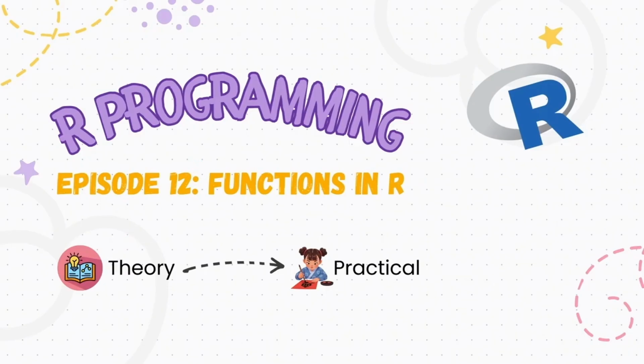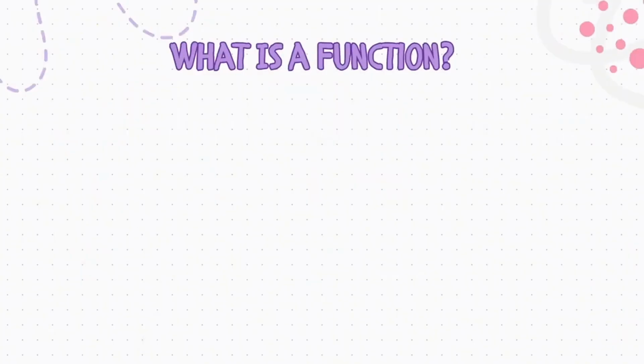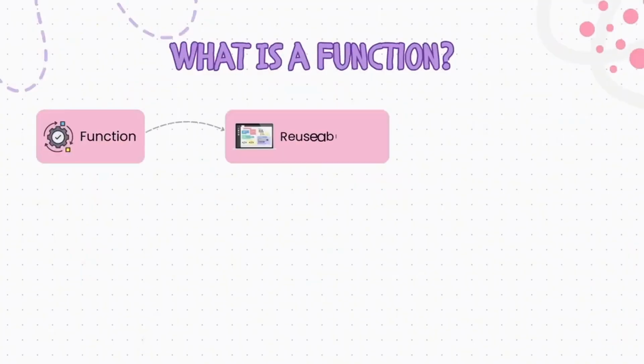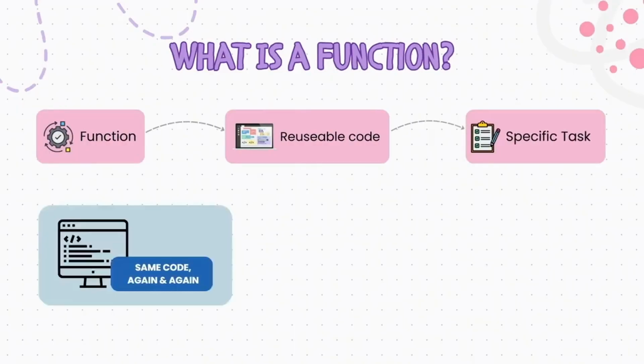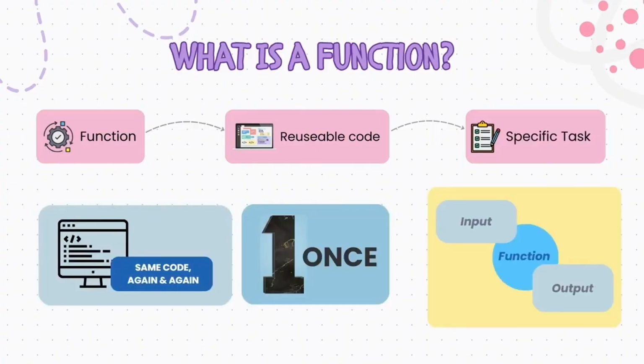So before we write any serious programs, let's understand functions. So what is a function? A function is a reusable block of code that performs a specific task. Instead of writing the same code again and again, we write it once and we call it whenever we want by passing inputs into it, and then we get the output. So that is what a function is.